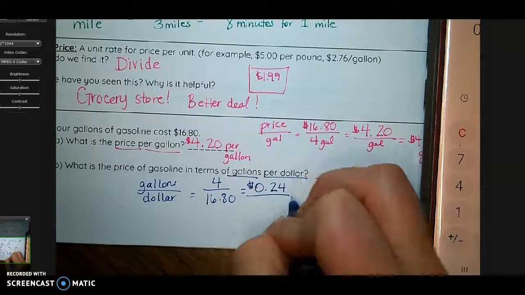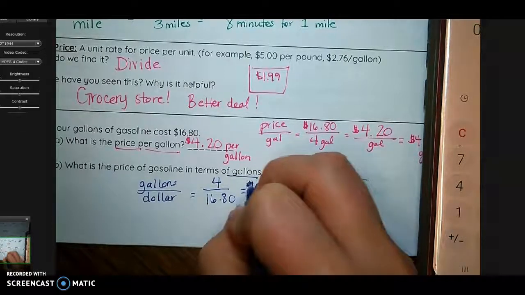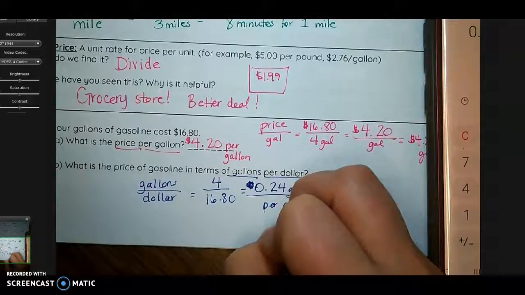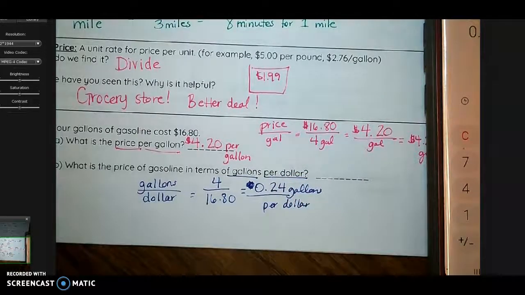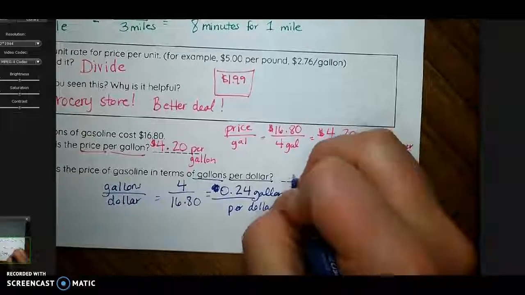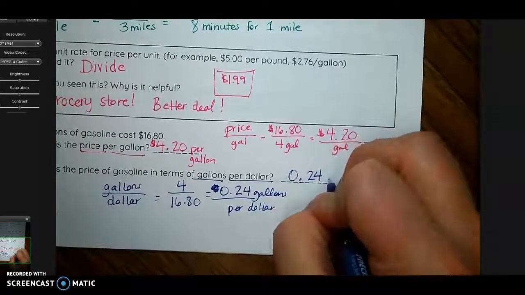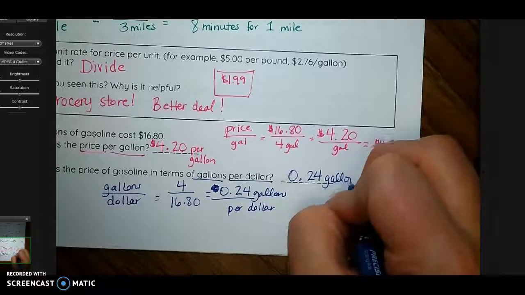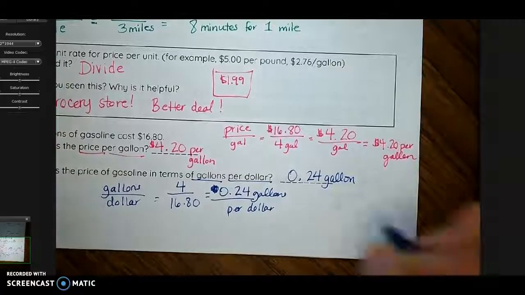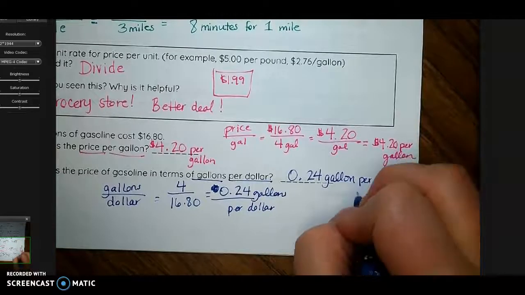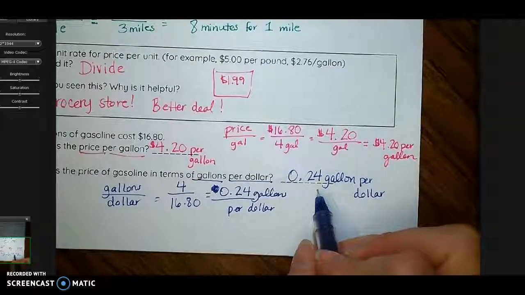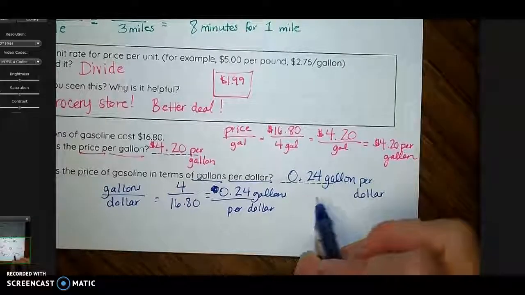With rounding, it's 0.24 gallons per dollar, when your brain's just used to doing it one way. So 0.24, 24 hundredths of a gallon per dollar. So I'm getting less than half a gallon. I'm getting about 1/4 of a gallon per dollar.